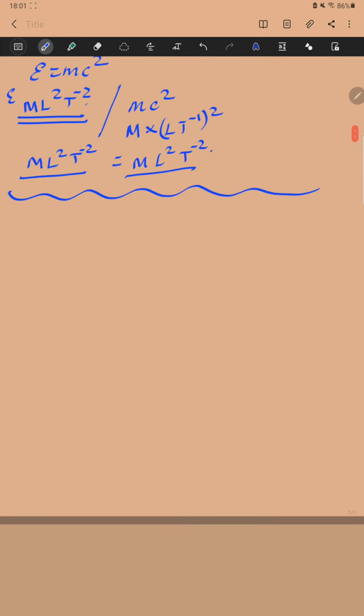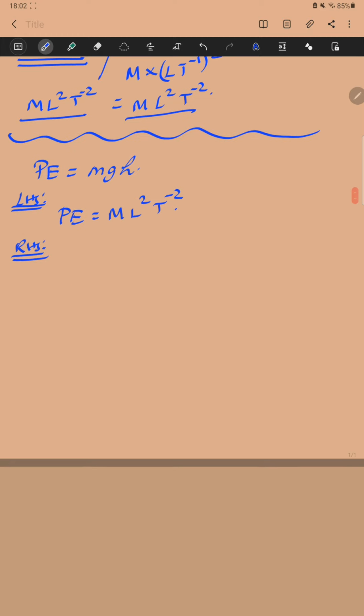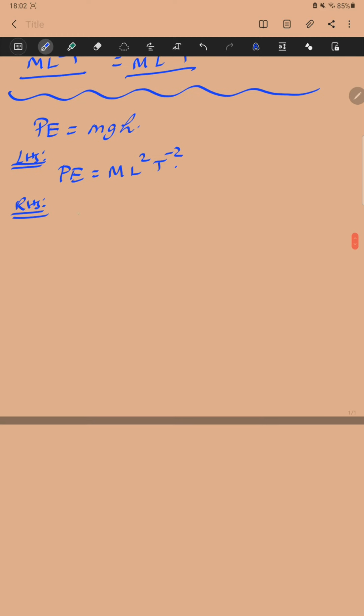Yeah, let us look at one more equation that we are so very aware of: potential energy. What do we know? Potential energy is mgh. Yeah, this is the one. So let us look at the left hand side of the equation, shall we? Potential energy, or any energy, the dimension is M L square t power minus 2. Now let us look at the right hand side of the equation and see if it is true, shall we? Yeah, so mgh. So what are the dimensions for mgh?